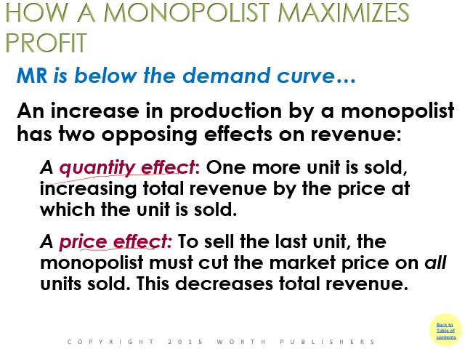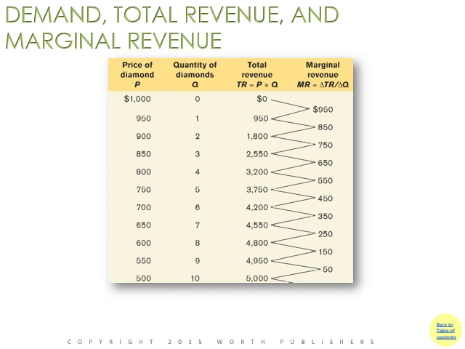So when firms are looking at what their revenue is going to be, they have to take these two effects into account. We have a hypothetical example giving us the demand relationship for diamonds. So if the price is $1,000 per carat, the quantity demanded is going to be 0. If the price is $950 per carat, the quantity is going to be 1. If it's $900, the quantity is going to be 2. So what we have is our demand relationship that we can estimate in the diamond market. It shows the relationship between price and the quantity demanded.